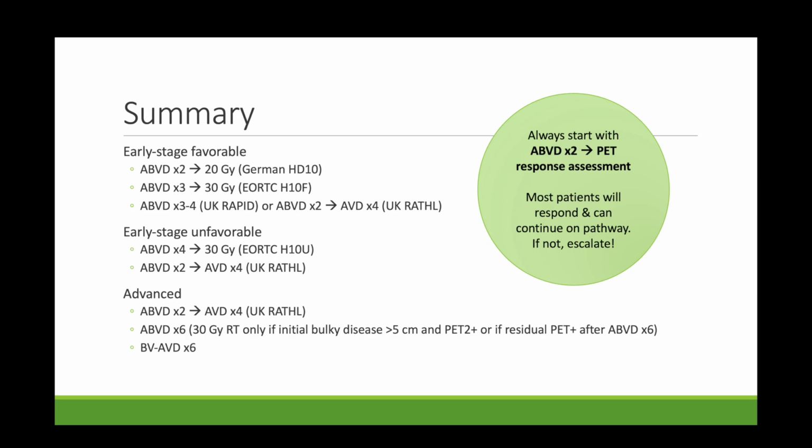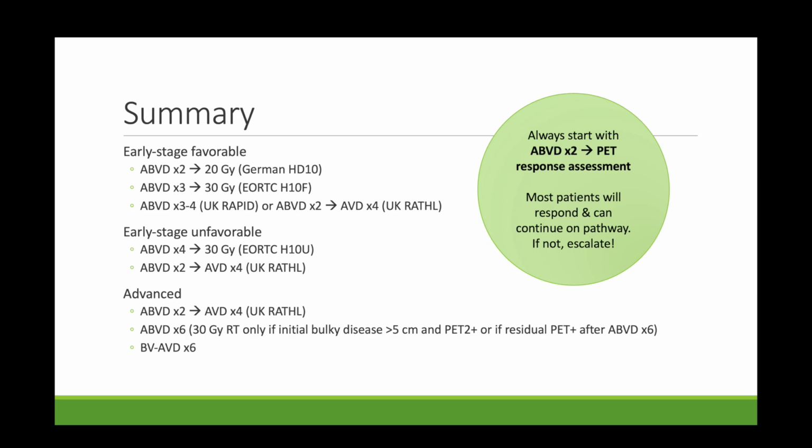So ABVD times 2 followed by a PET. And then for early stage favorable, if we use the German criteria, ABVD times 2 followed by 20 gray is an option. If we use EORTC criteria, ABVD times 3 followed by 30 gray is an option. And then there are also options where we omit radiotherapy, understanding that there is a decrease in progression-free survival, but overall survival is still very good. And those regimens include ABVD times 3 to 4, as in UK RAPID, or ABVD times 2 followed by AVD times 4, as in UK RATHL.